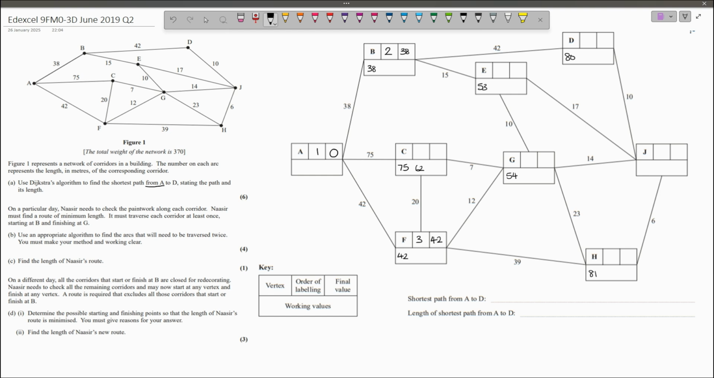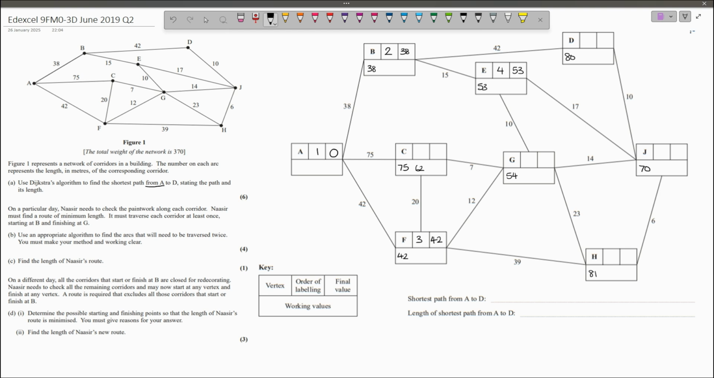So I'm going to look at all of the working values of vertices I've not visited. And now I'm going to get 53 versus 54 versus the rest. 53 is the smallest. So I'm going to visit E next. So I'm visiting E fourth. And it has a final value of 53. So I'm going to update all the working values of vertices connected to E. I'm going to get 63 for G, which isn't as good as 54, so I'm not going to write it down. I'm going to get 70 for J. So I'm going to write that one down.